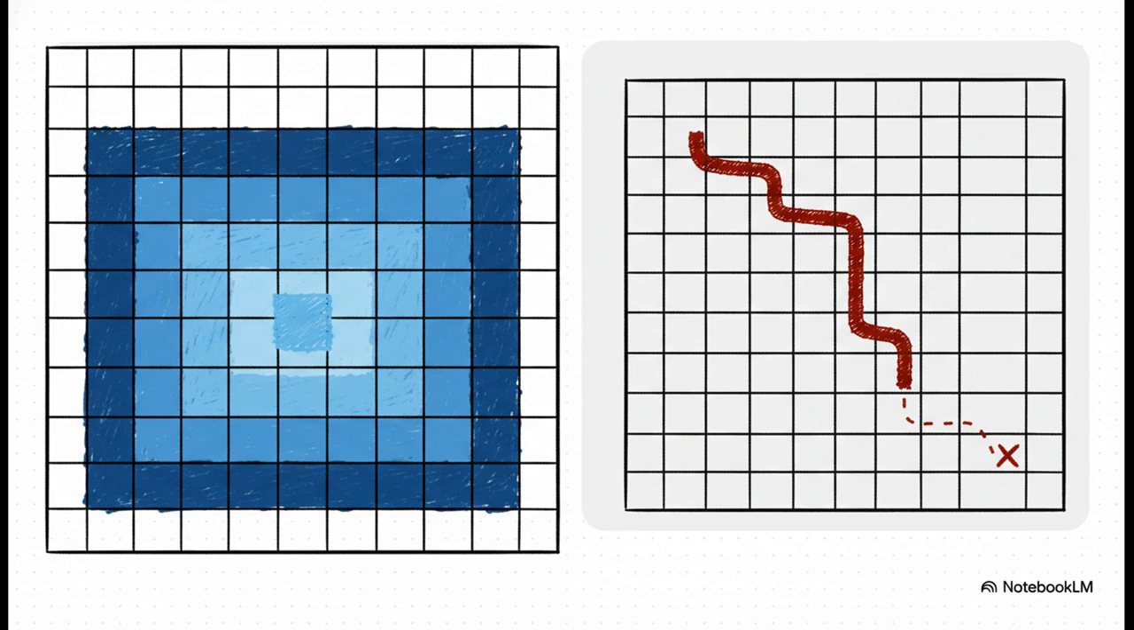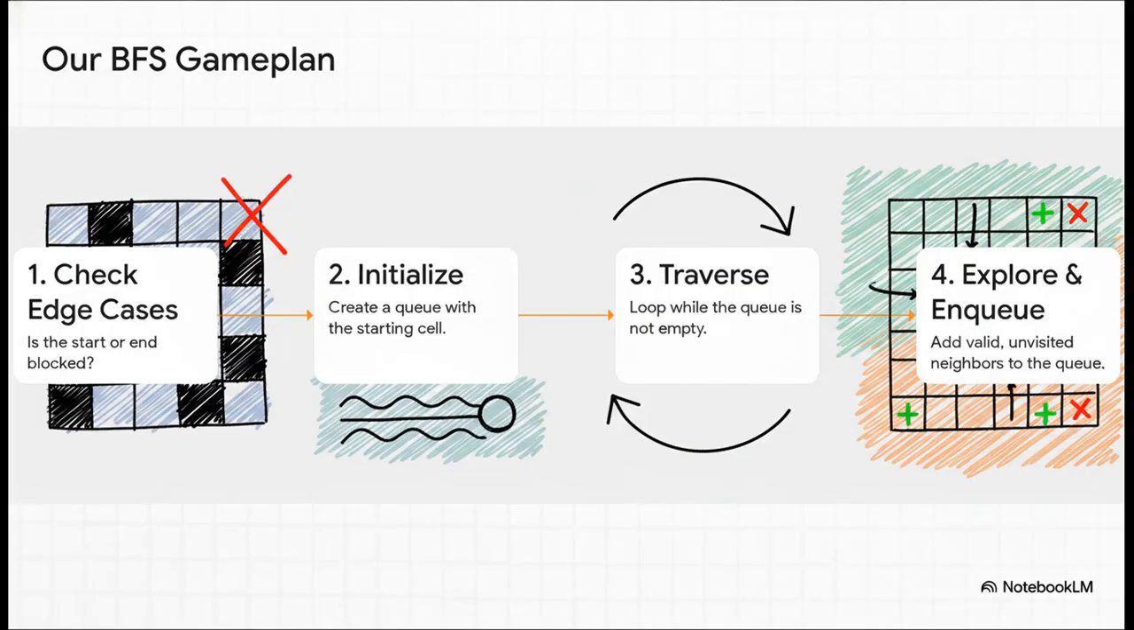The best way to think about it is like dropping a pebble in a pond. BFS explores the grid in these expanding ripples. It checks all possible paths that are 1 step away, then all paths that are 2 steps away, and so on. This ripple effect guarantees that the very first time we hit that destination cell, it has to be via the shortest possible route. Okay, before we even think about writing code, we need a solid game plan.